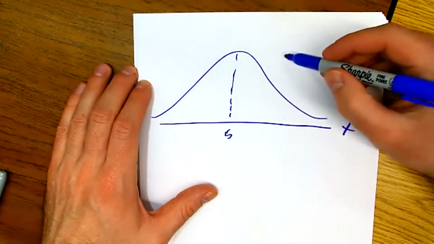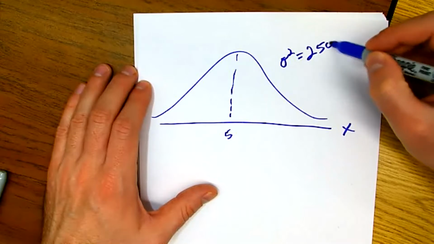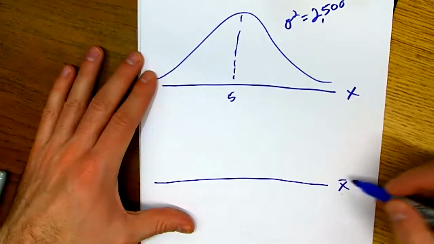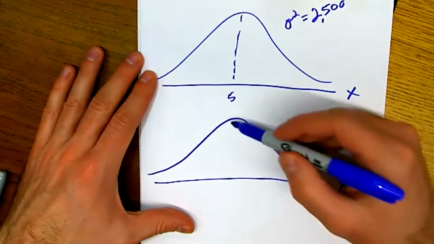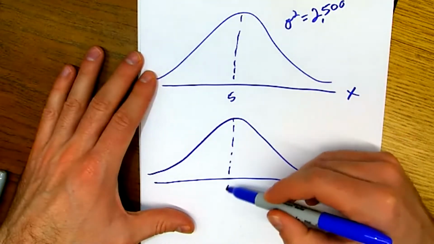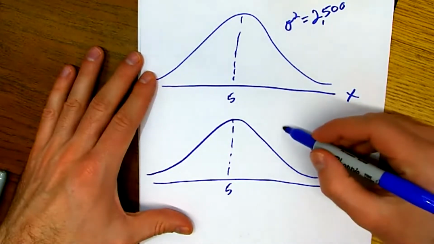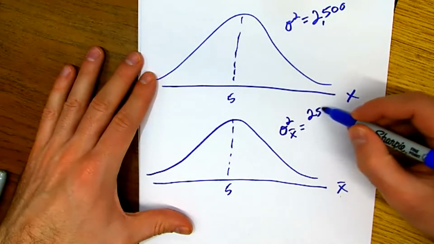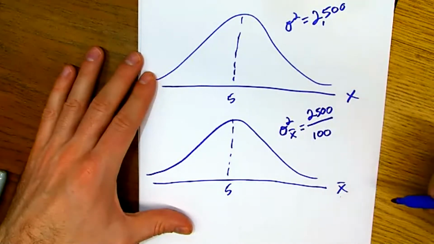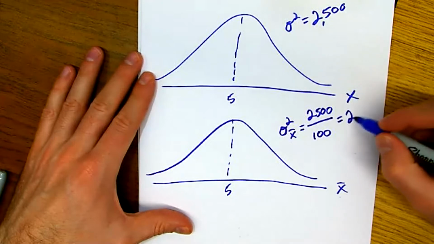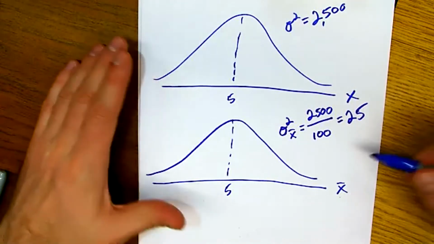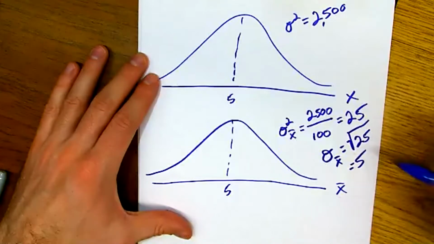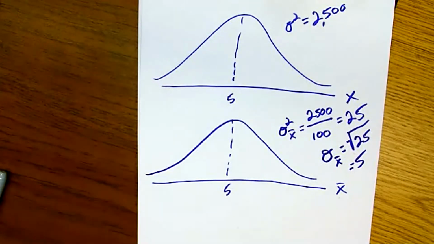It has a mean of 5 and a variance of, I think it was, 2,500. Right? So I know the distribution of my sample means will be centered around that same mean of 5, right? But the variance of my sample means is going to be the original variance divided by that sample size of 100. So this is what? 25. Which, to make it a little bit easier, my standard deviation would be the square root of that, or a standard deviation of 5.